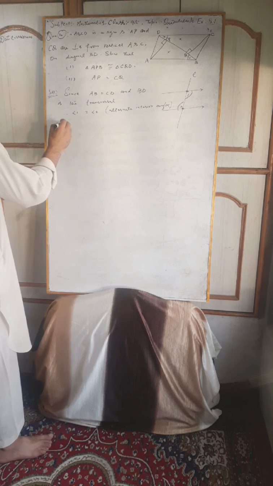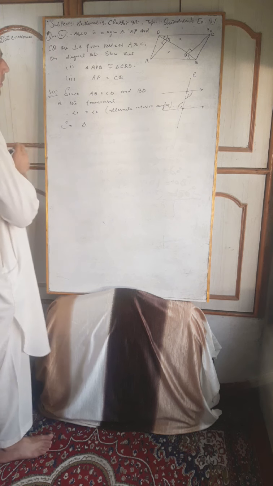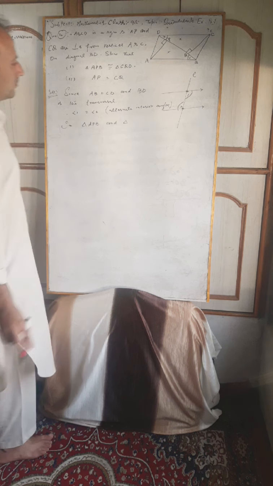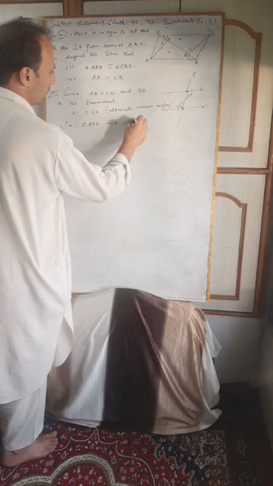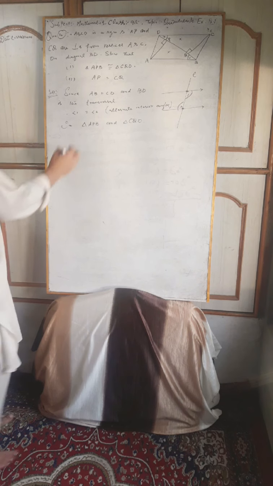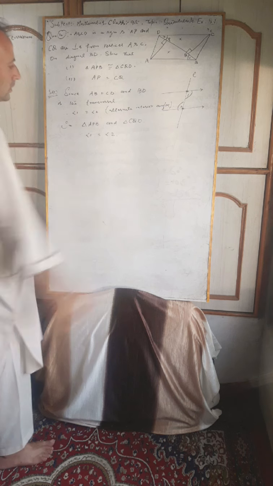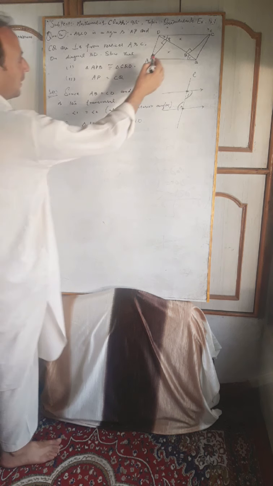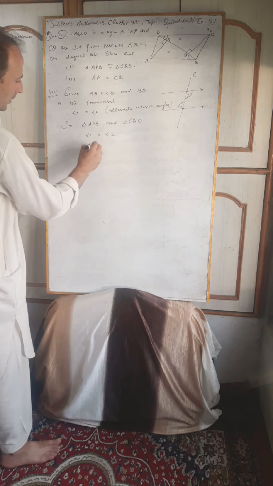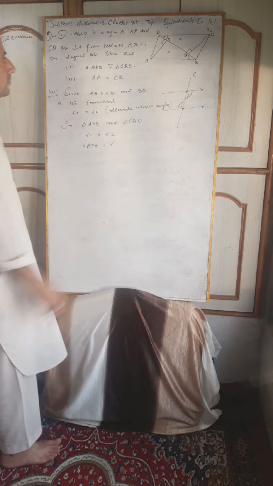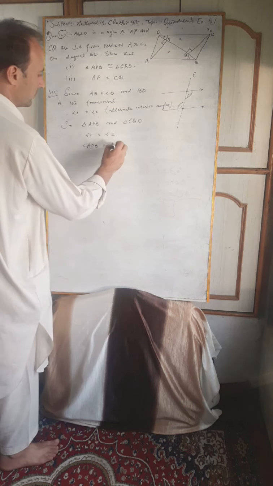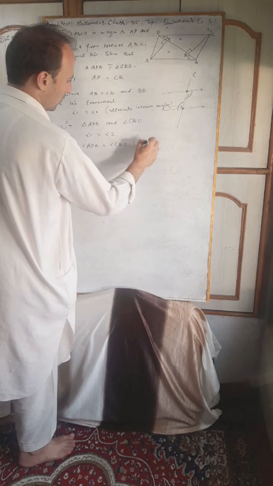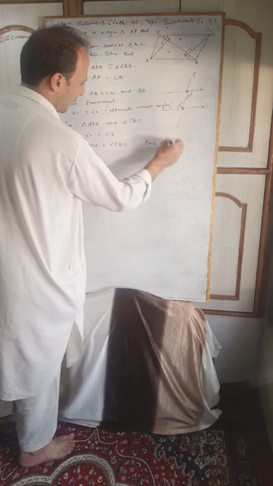Now we will consider two triangles, triangle APB and triangle CQD. Angle 1 is equal to angle 2 because these are the alternate interior angles, and angle APB is equal to angle CQD because each angle is equal to 90 degrees.